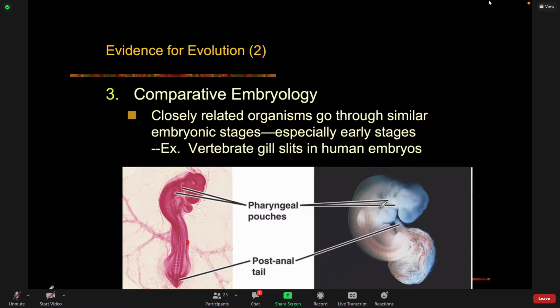Okay, Avani, I thought you had your hand up. I had a question, but you answered it. Okay, all right. So if you don't mind, I had a question about the vestigial organs real quick. Is the appendix considered one?